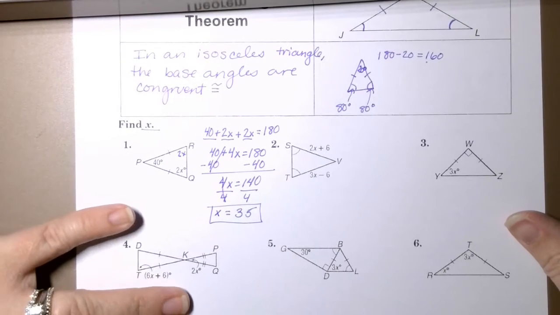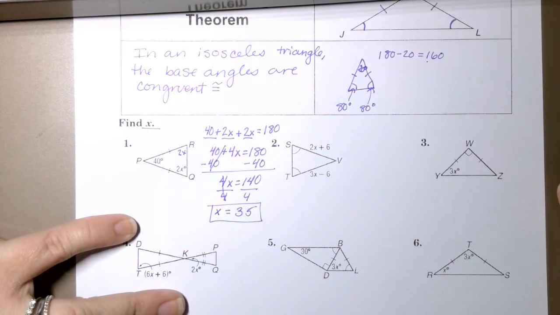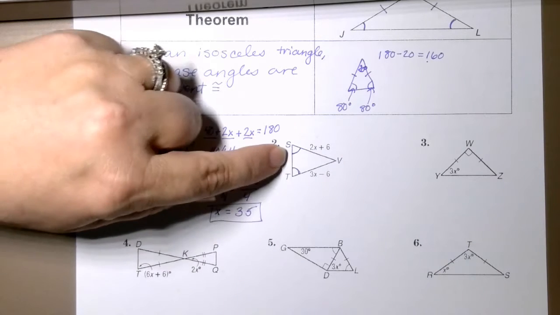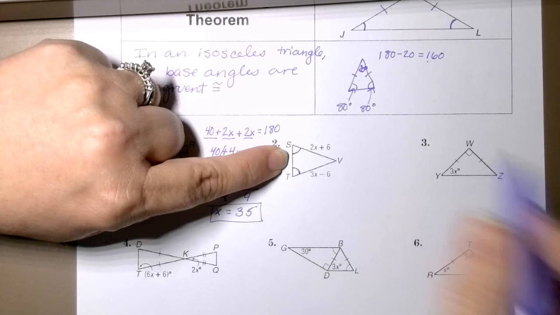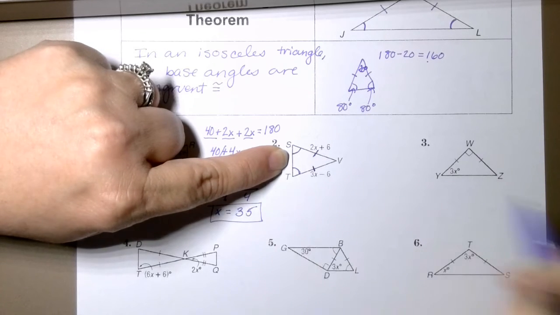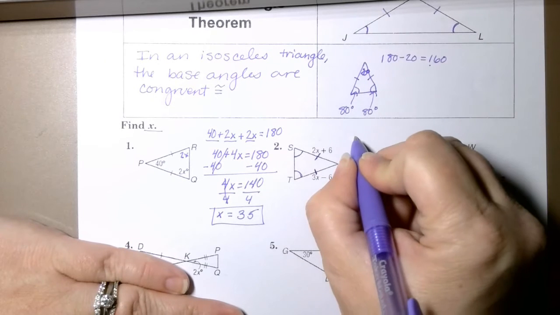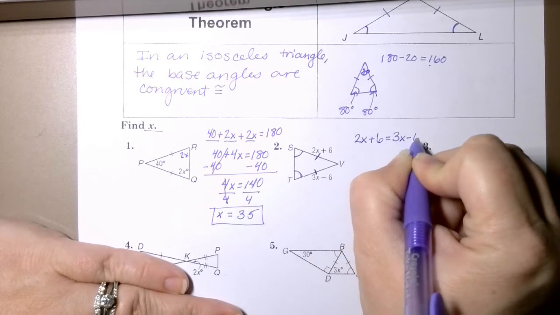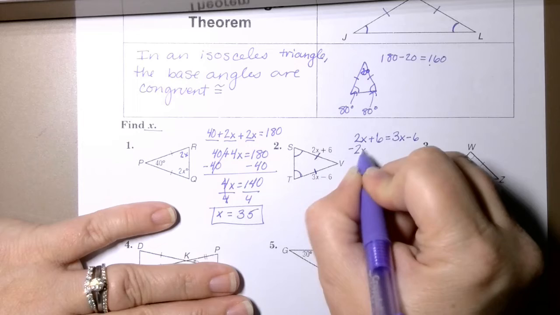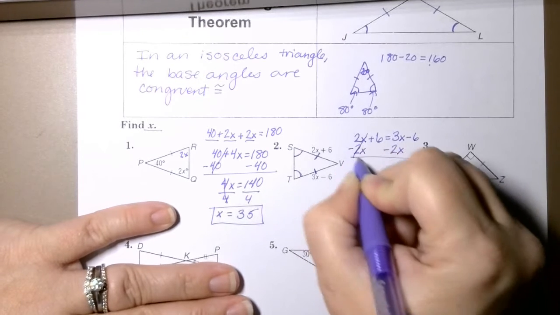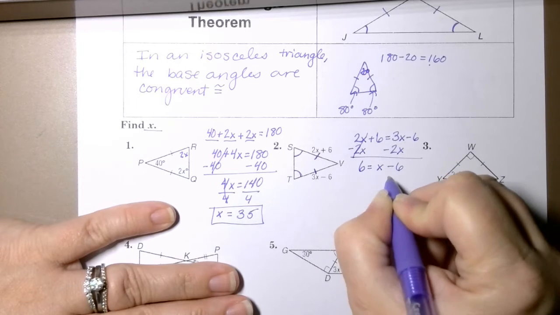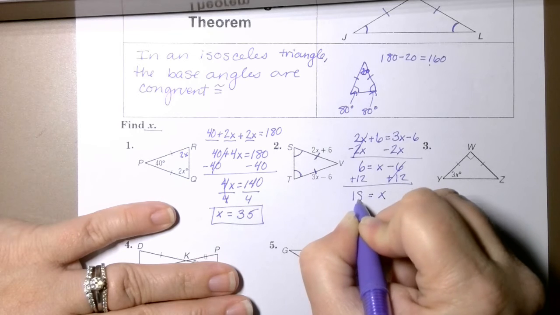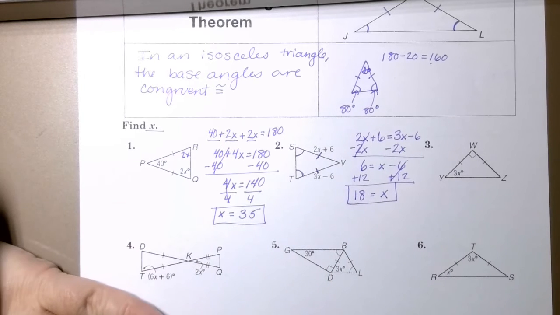Okay. All right, the next one. Do you see the two angles that are marked congruent? Yeah. Right here and right here. That tells me that the side between them is the base. So these two sides are the ones that are congruent. So how can I figure out what x is? If they're congruent, 2x plus 6 is equal to 3x minus 6. I'm going to subtract 2x from both sides. That gives me 6 equals x minus 6. Add 12, and x equals what? 18. Again, not a degree measure.